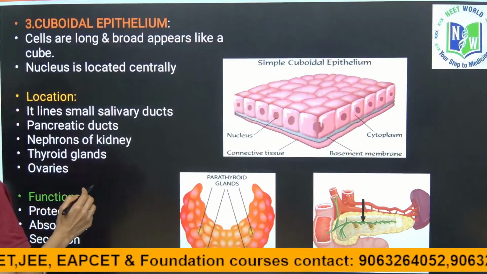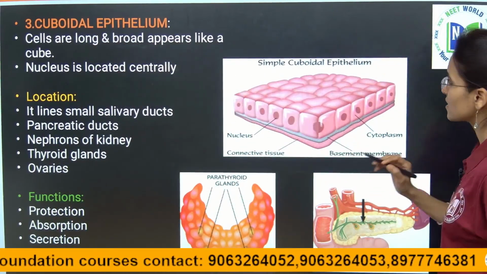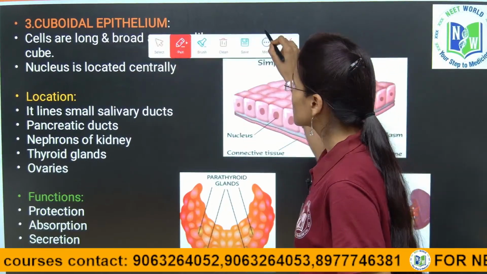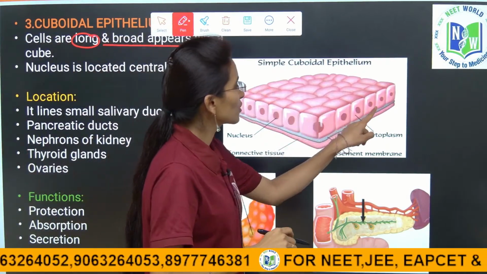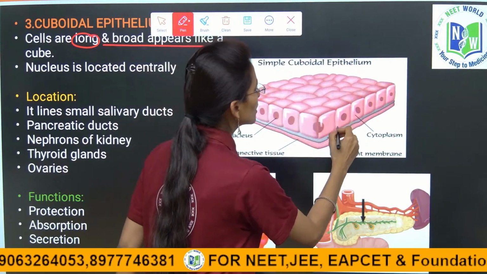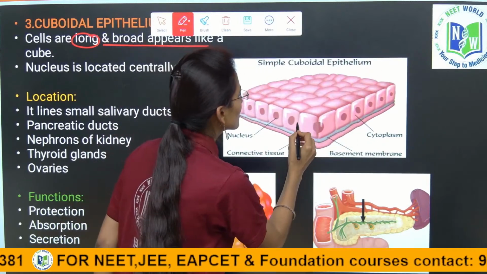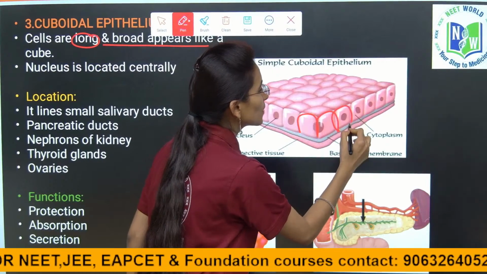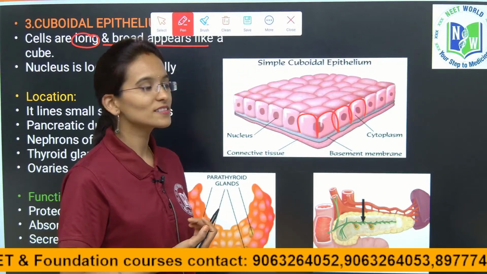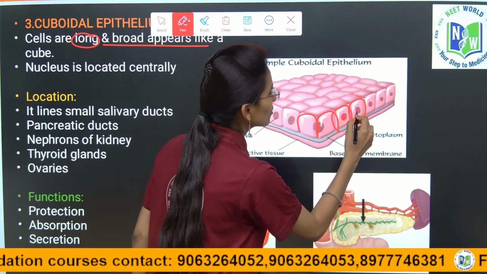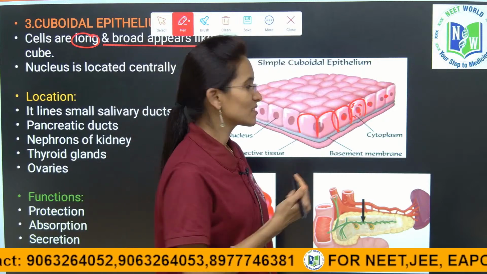And next we are going to move towards the third type of tissue, that is the cuboidal epithelium. As the name itself suggests, the cells present here are cube-like structures. These cells are long, broad and appear like a cube. In the columnar epithelium, the cells are elongated, but in this diagram the cells are small and arranged in a cube-like arrangement. Hence it is called the cuboidal epithelium, with the centrally located nucleus. Inside each and every cell we can find the cytoplasm.